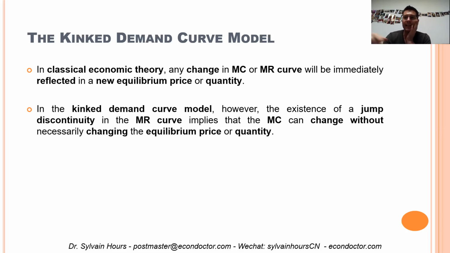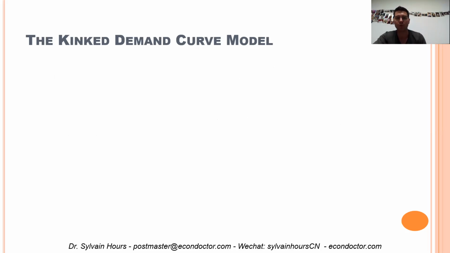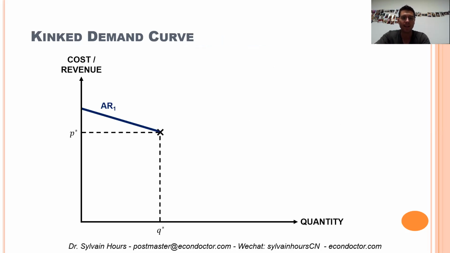But in this model, because we have this jump discontinuity, this vertical section, if we change the marginal cost a bit, this will not lead to a change in the equilibrium quantity. And this situation is known as price stickiness. The resistance of price to change: if we change the marginal cost, the quantity that I produce remains the same and therefore the price remains the same. So something changes, but the price remains exactly the same. We can see that on this diagram.